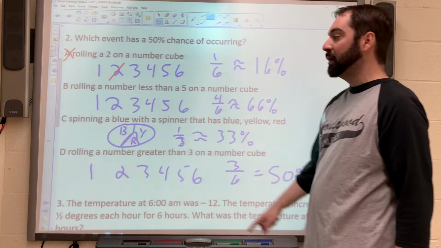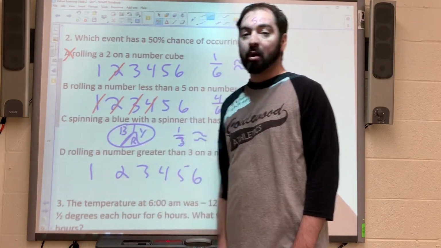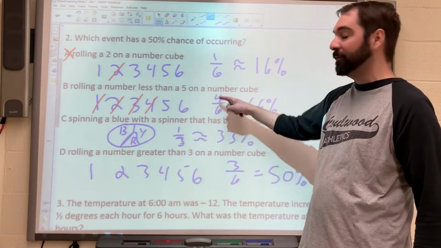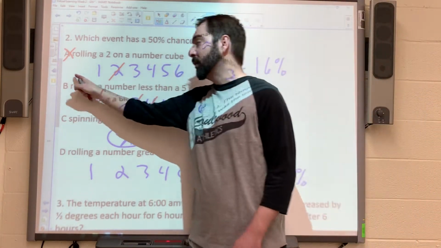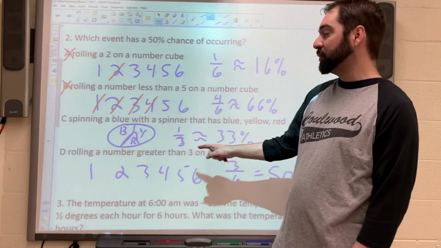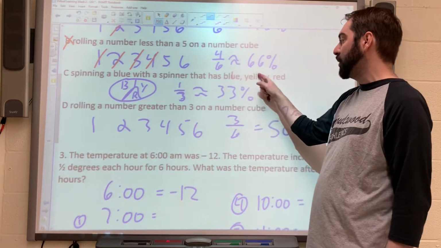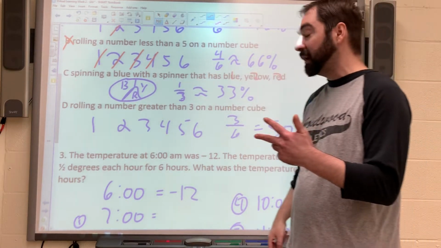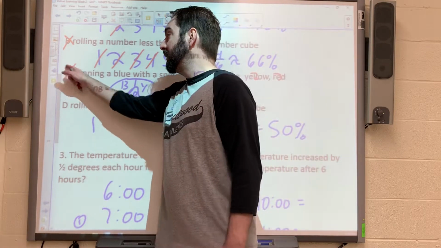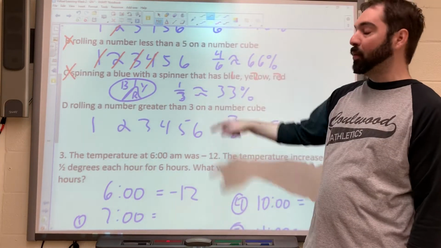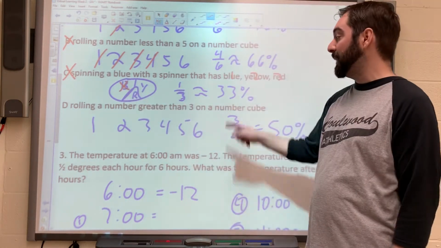Answer choice B, rolling a number that is less than 5. Well, 4, 3, 2, and 1 are all numbers less than 5. You have a 4 in 6 chance, which is approximately 66%. Again, we're looking for 50%. Answer choice C, well, we're spinning a spinner with 3 different colors: blue, yellow, red. Well, that's an odd number of sections. It can't have an even percent, but right there, I'm going to eliminate it. It had a 1 in 3 chance of landing on the color blue out of that spinner, about 33%.